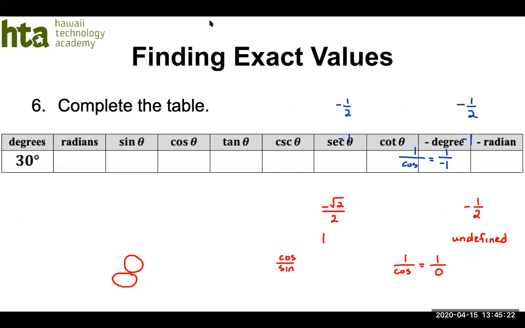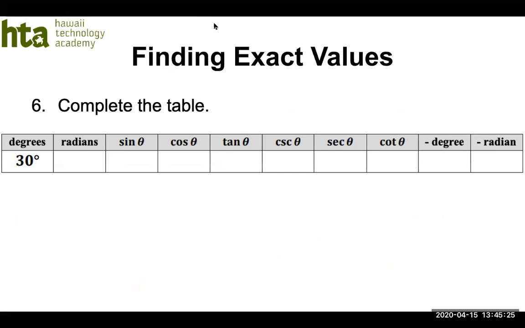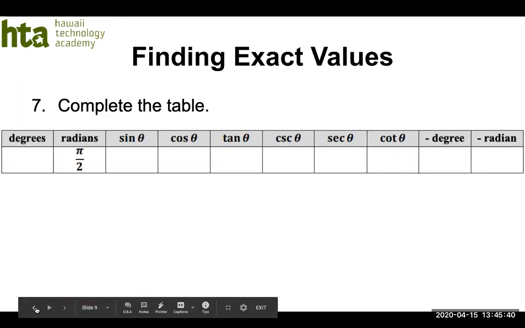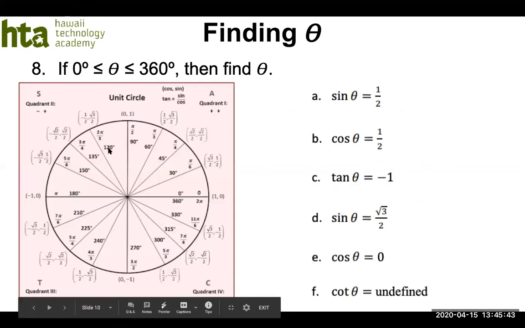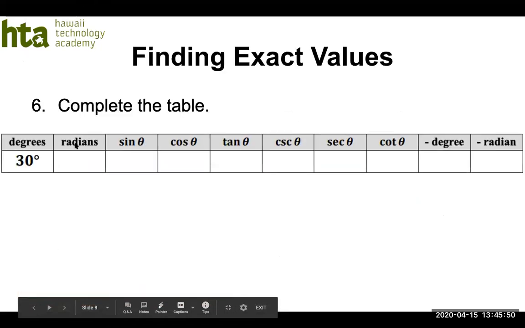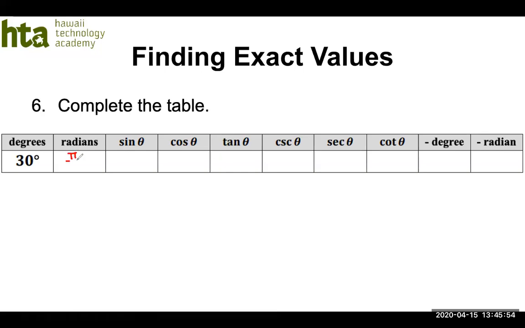All right, let's use exact values again in a table form this time. I'm going to have to go back and forth between the unit circle and this one. So first off, all we know is that the degree is 30 degrees. How do we convert that to radians? Well, I can go back to the unit circle. So 30 degrees is the same as pi over 6 according to our unit circle table.